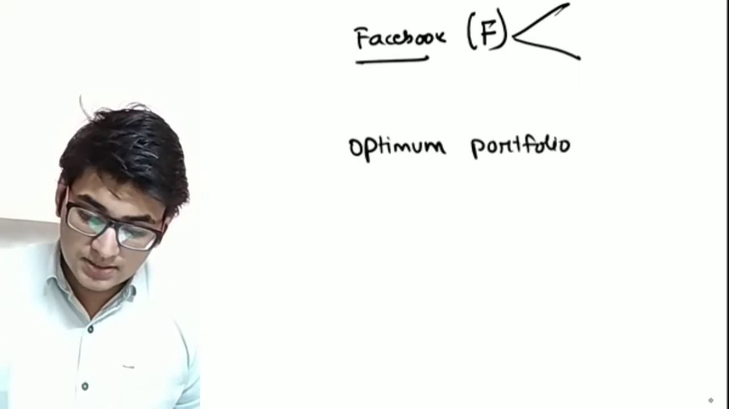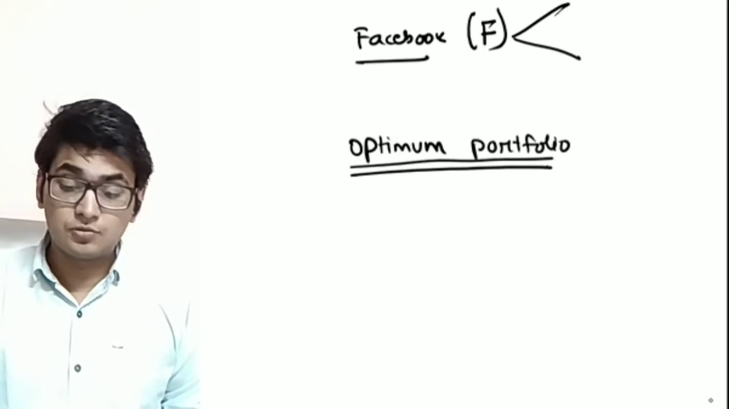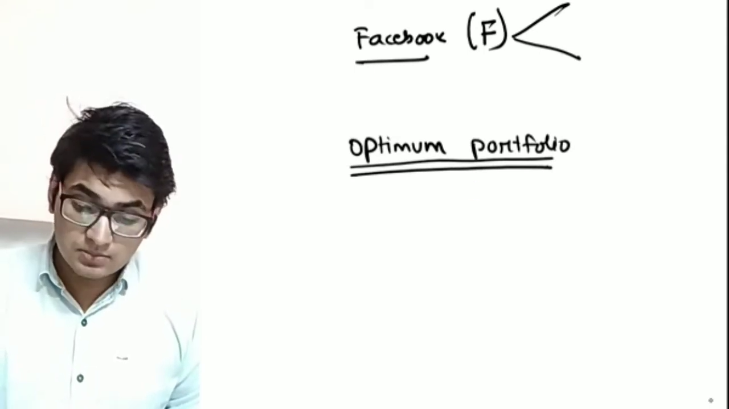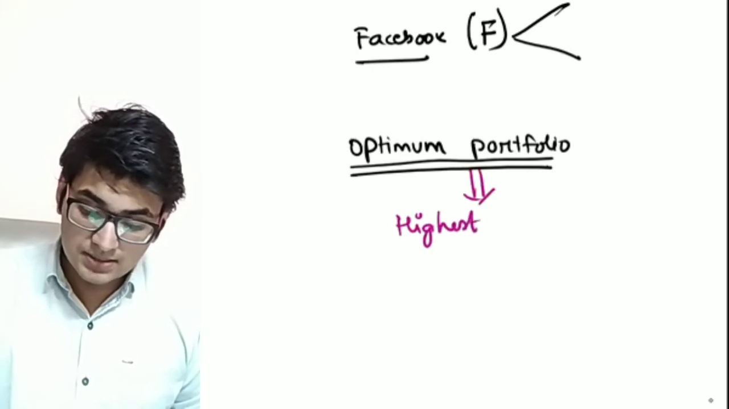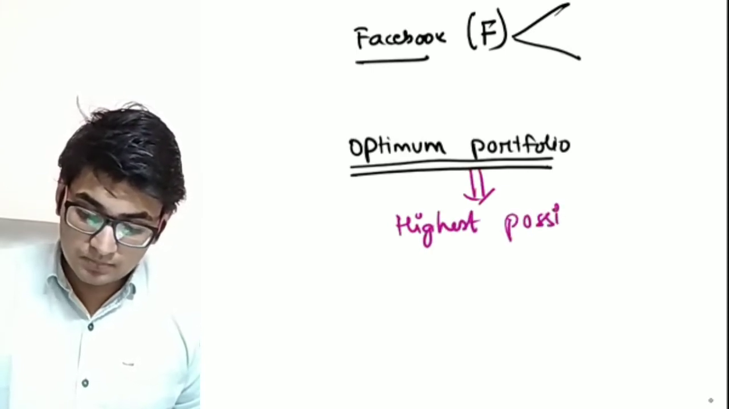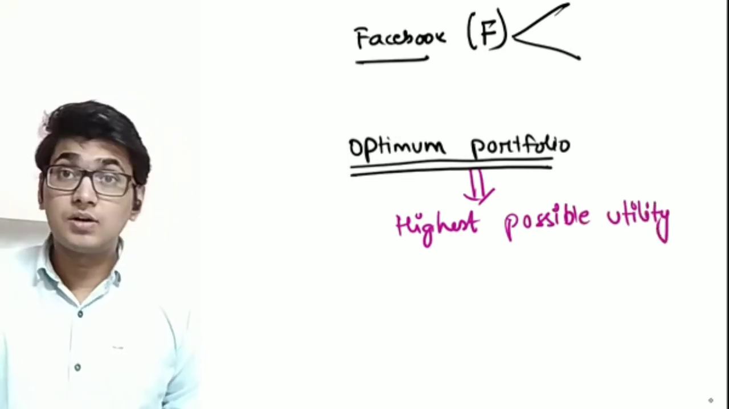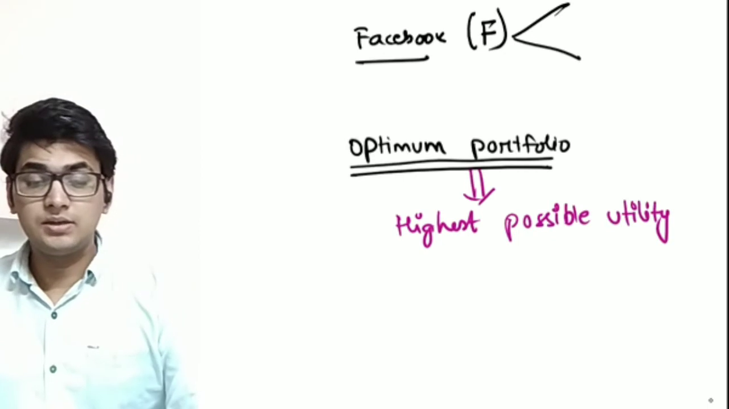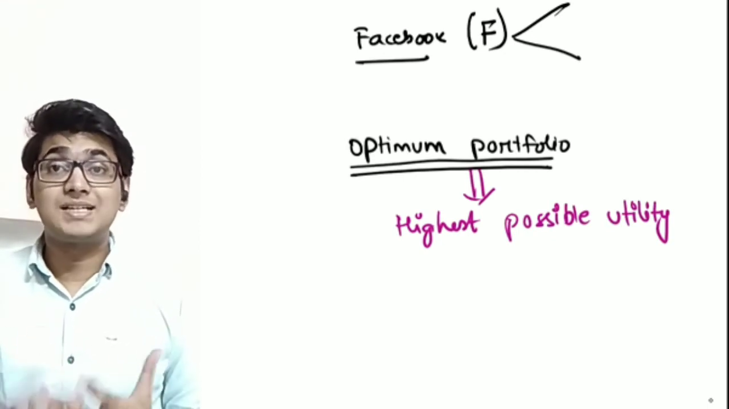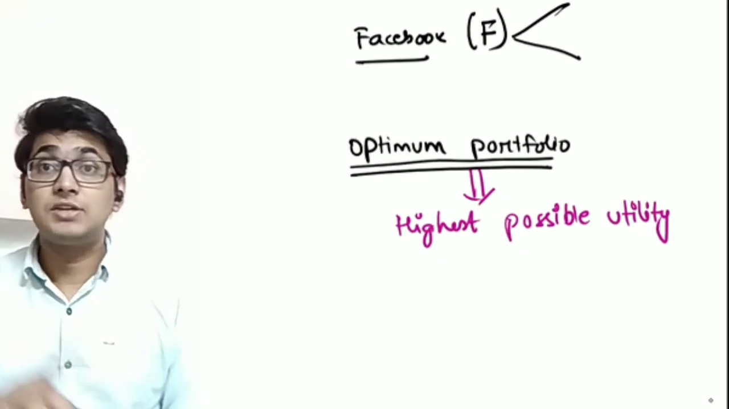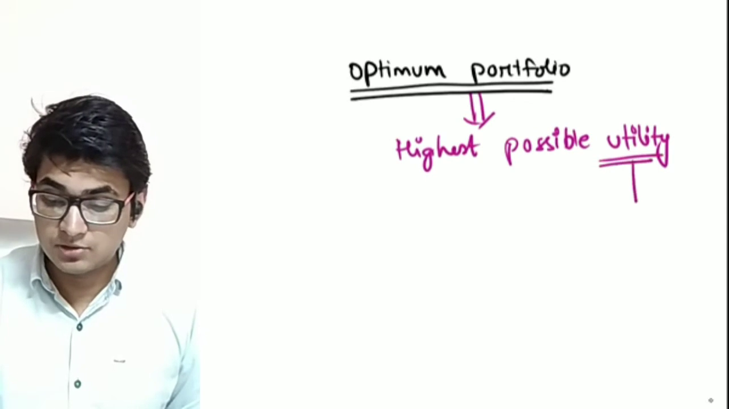Now what is the meaning of optimum portfolio? Optimum portfolio means highest possible utility. What is the meaning of optimum portfolio? Highest possible utility. Now what is this highest possible utility? If I eat an apple, okay, I'll get some satisfaction. I use the word satisfaction. You must write it down with respect to utility.